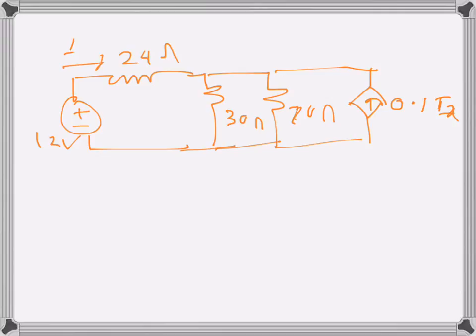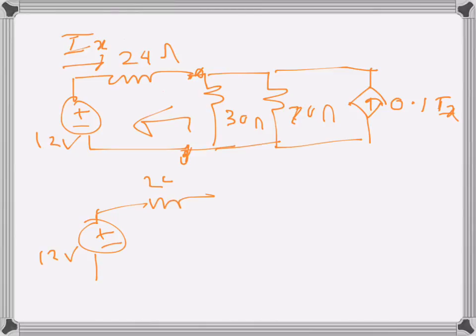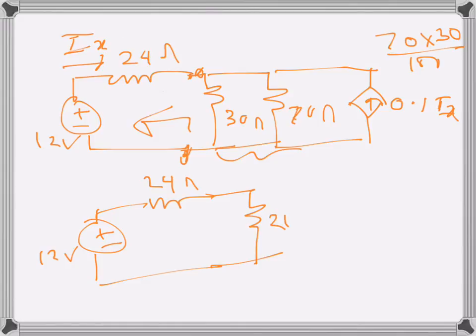Our control current Ix is still untouched, it's intact, so that can stay the same because nothing from this node is changing on this side anyway. So here it is still 12 volts, still 24 ohms there. Now I can find the parallel combination here, which will be 70 and 30 in parallel, so 70 times 30 over 70 plus 30, which is 100, that gives me 21, so 21 ohms there, and then this one which is upwards 0.1 Ix. So everything is like that.